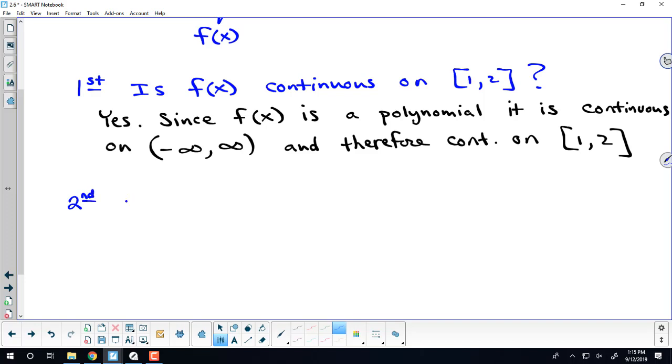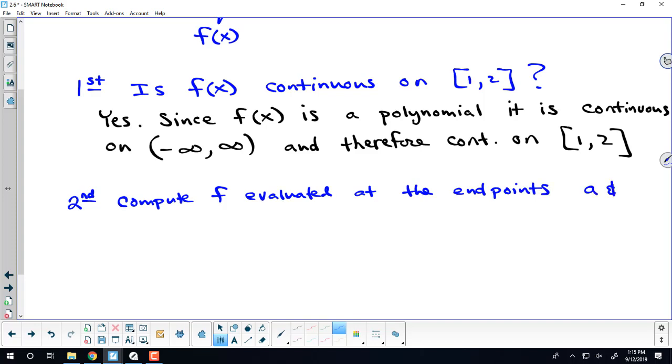So second, compute f evaluated at the endpoints of the given interval a and b. So we're going to compute f of 1, and we're computing f of 2.